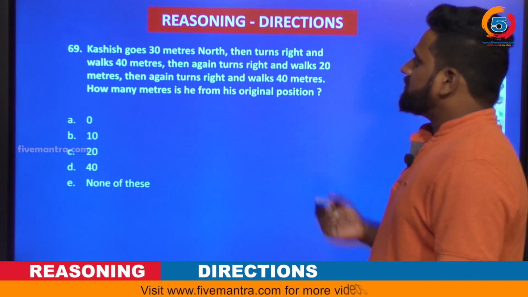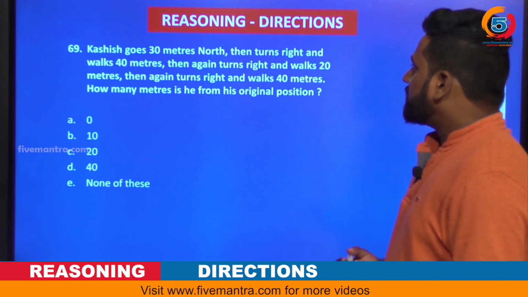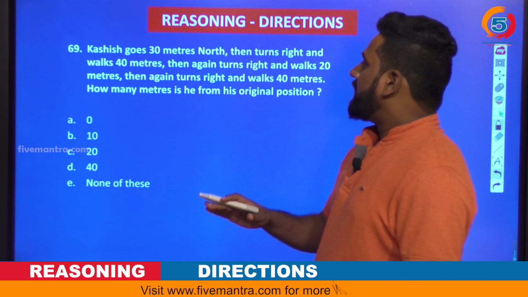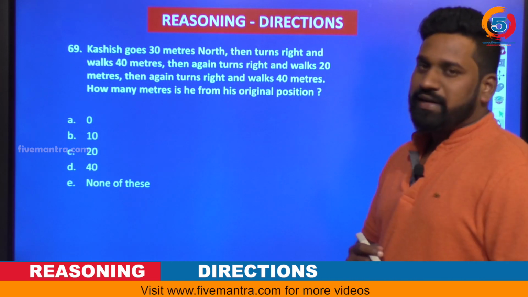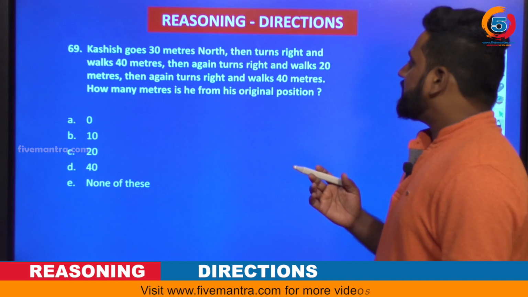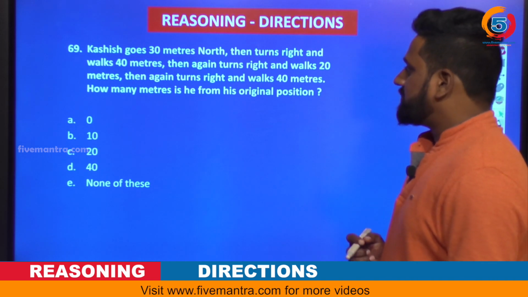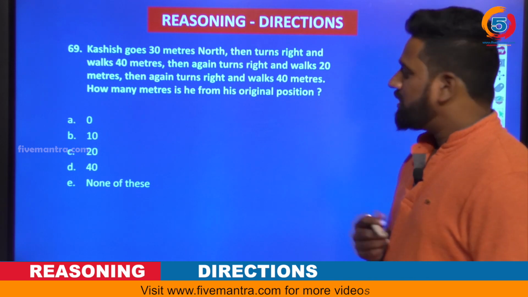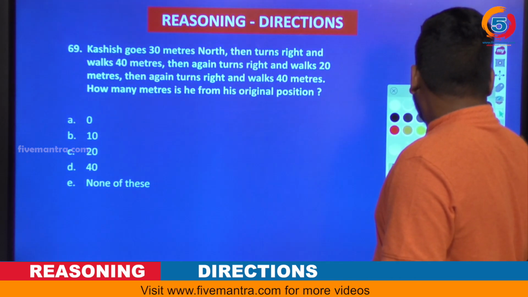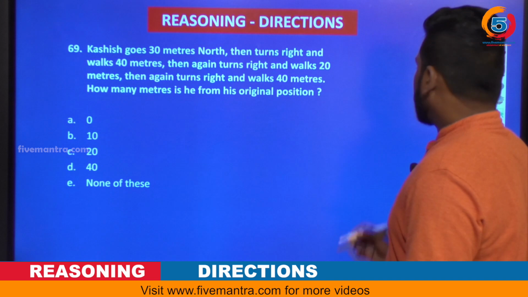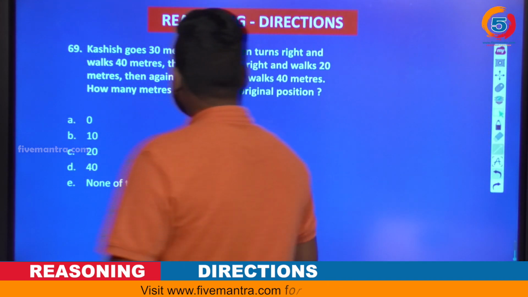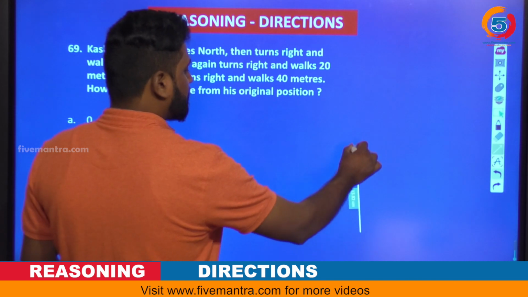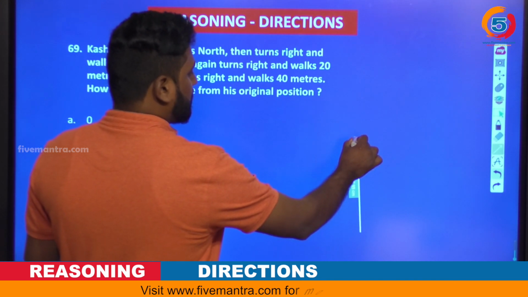So he goes 30 meters north, then turns right and walks 40 meters, then again turns right and walks 20 meters. Then again turns right and walks 40 meters. How many meters is he from his original position? Right. So let us see the diagram. So first he goes 30 meters north. So 30 meters north you can take. Suppose this is 30 meters north.